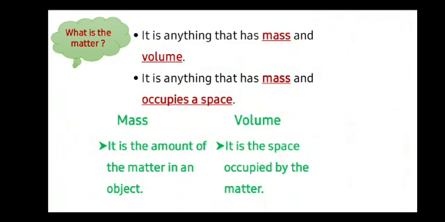What is the matter? Matter is anything that has mass and volume, or we can replace the word volume and put occupy a space. What's the mass and what's the volume? Mass is the amount of matter in an object. And remember the example I said, okay? The volume is the space occupied by the matter.